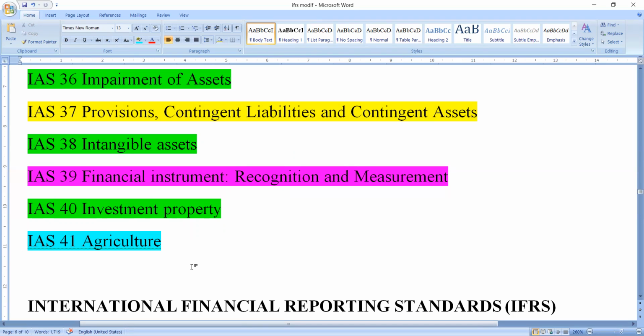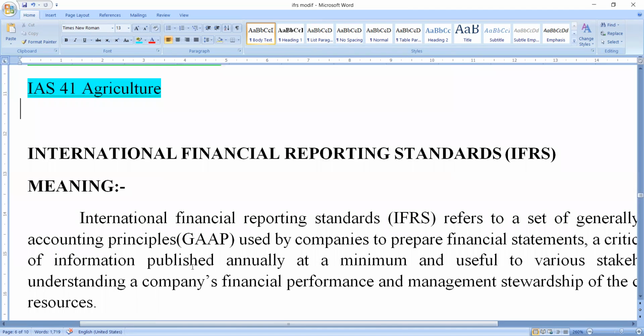Agriculture is exempt from tax, but it is an international accounting standard. Because of that, under international accounting standards, it is also taxable in certain countries. After that, next we are moving on to the most important concept here, IFRS. It is a very, very important and essential concept.